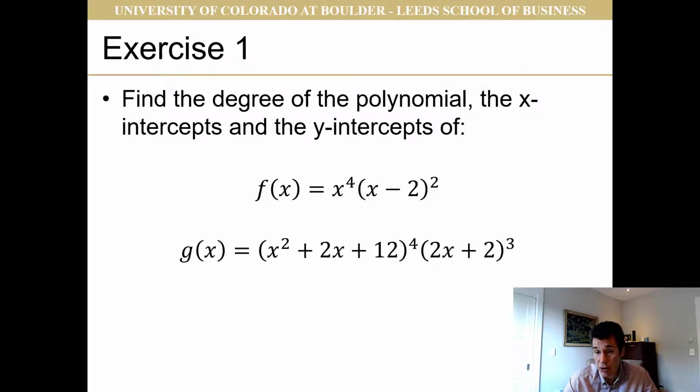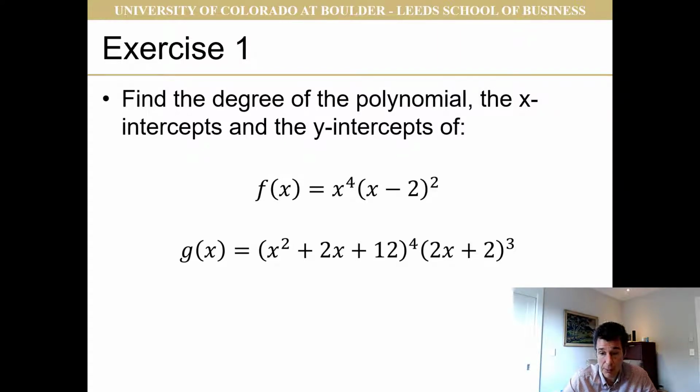In the second term, we have (2x) to the power 3, so that's going to have degree 3, so that's going to be an 8x cubed. So x to the 8th times 8x cubed, that's going to be 8x to the 11th, so the degree is 11. Now we need to find the x-intercepts and the y-intercepts.